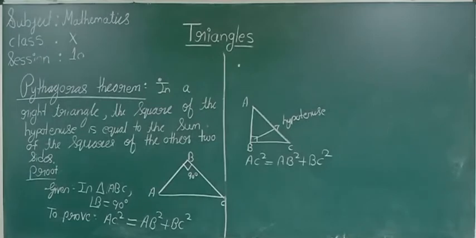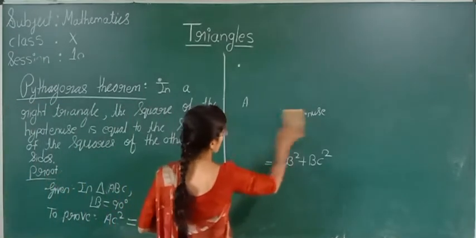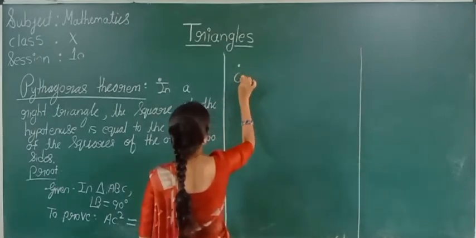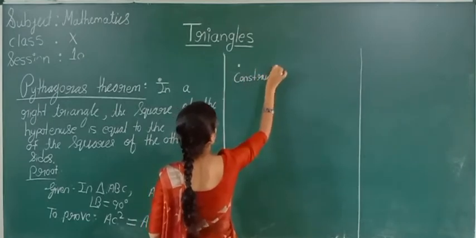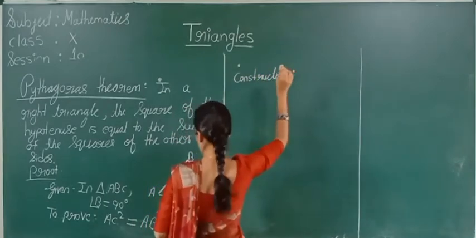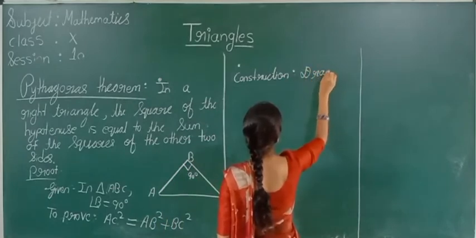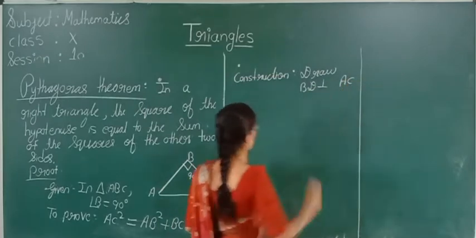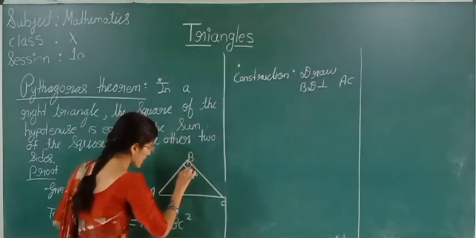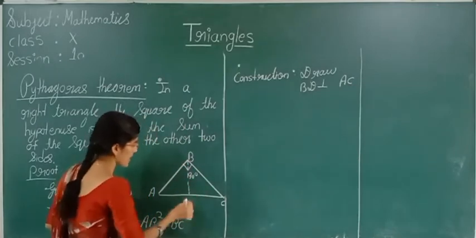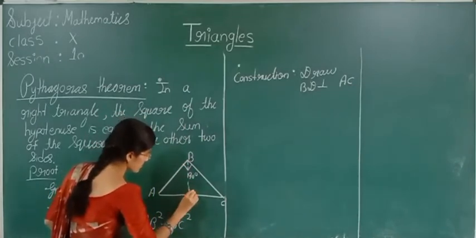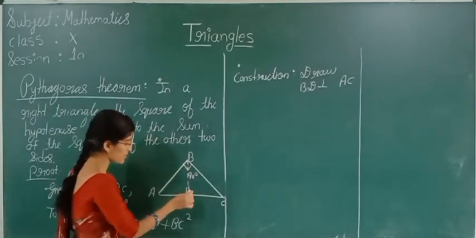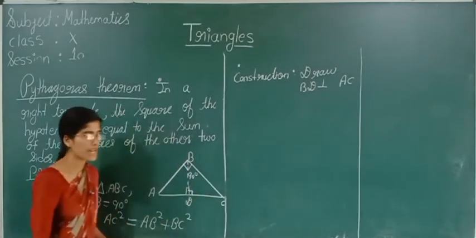To prove this result, we will do the construction. Construction: draw BD perpendicular to AC. If we draw BD perpendicular to AC, it means this is definitely a 90 degree angle, right?